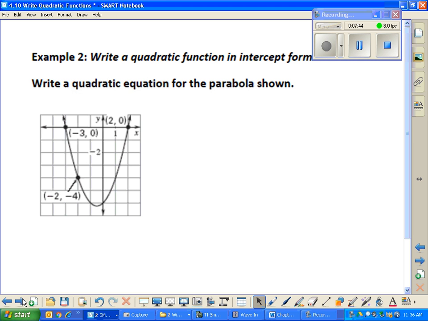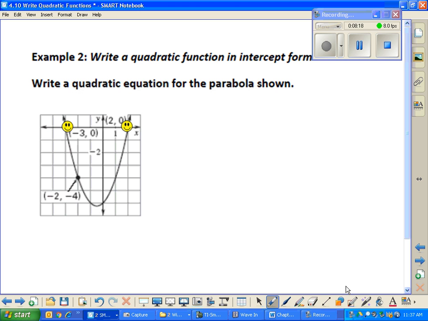Eric helped us out last time. He did a nice job. So he's kind of off the hook for this one. Why is this a nice situation where intercept form would be handy? Ooh, look at all those hands. Go ahead, Abby. There's 2 x-intercepts. Very good. So here's what Abby sees. Abby sees this, and she sees this. We have 2 intercepts, so intercept form is going to be super handy.